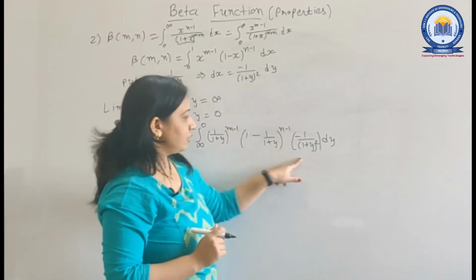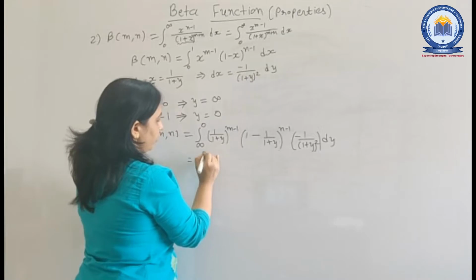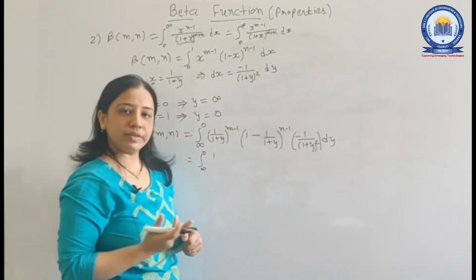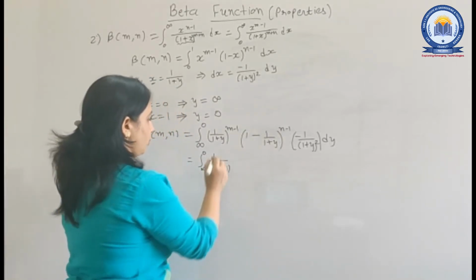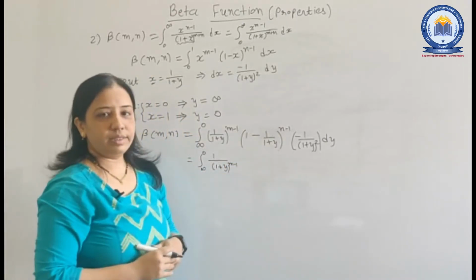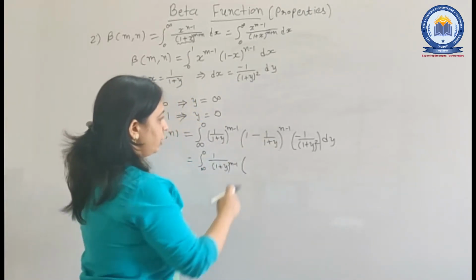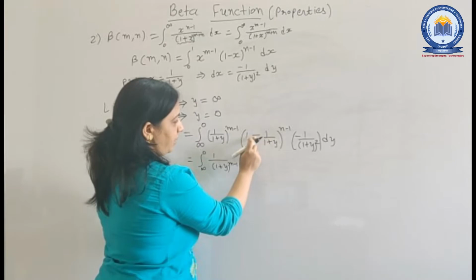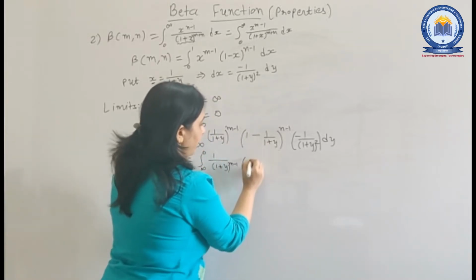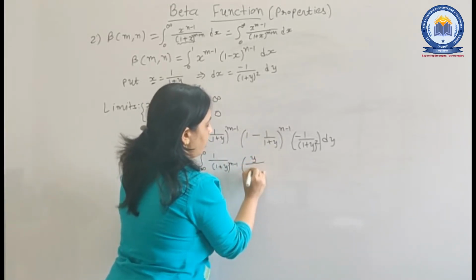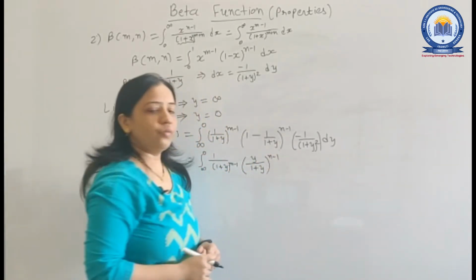Now we'll try to solve this equation. Infinity to 0, this 1 raised to m minus 1 is 1. So 1 upon (1 plus y) raised to m minus 1. Here for this we can take an LCM, so it will be 1 plus y minus 1. Obviously this 1 is supposed to cancel out. So that will become y upon (1 plus y) raised to n minus 1.